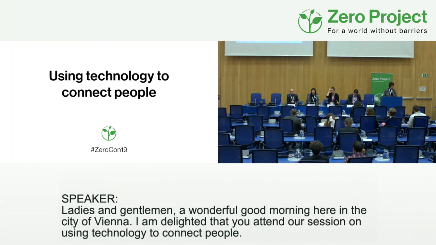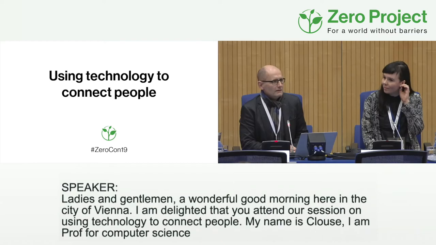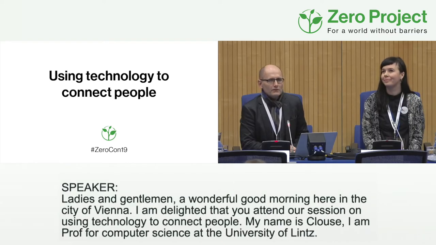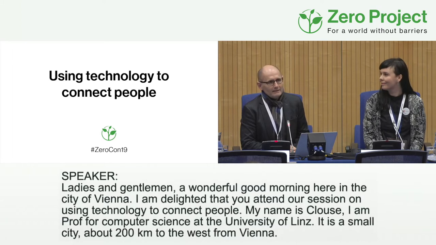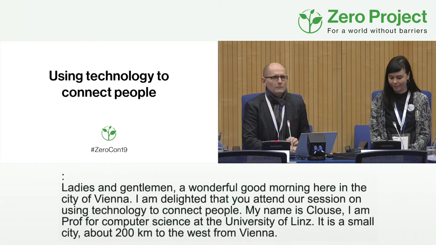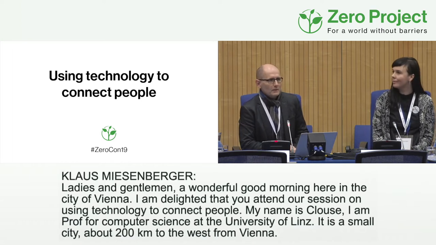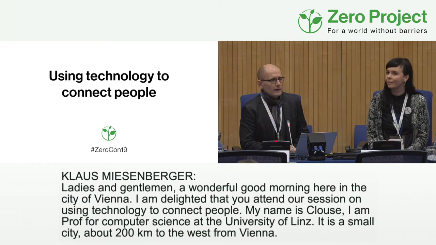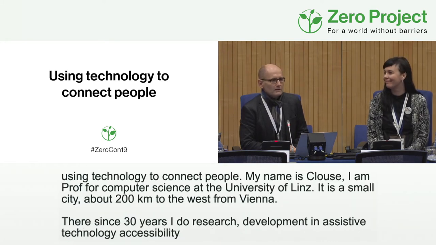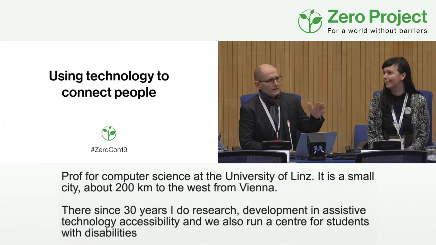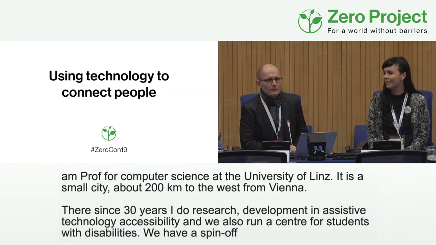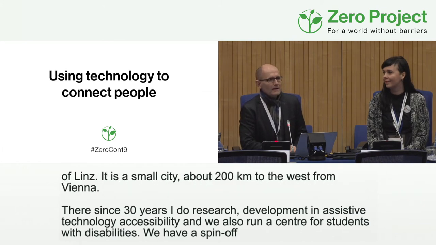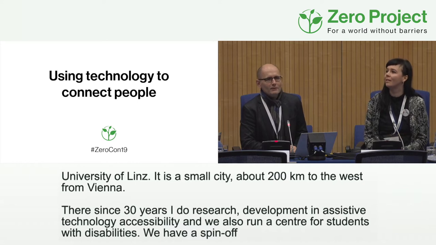My name is Klaus Miesenberger. I'm professor for computer science at the University of Linz. Linz is a small city about 200 kilometers to the west from Vienna. And there, for 30 years, I do research and development in assistive technology and accessibility. We also run a center for students with disabilities. We have a spin-off taking care of transfer of technology into practice. We produce about 2,000 school books every year for students with disabilities and some things more. So that's my boring time over the last 30 years.